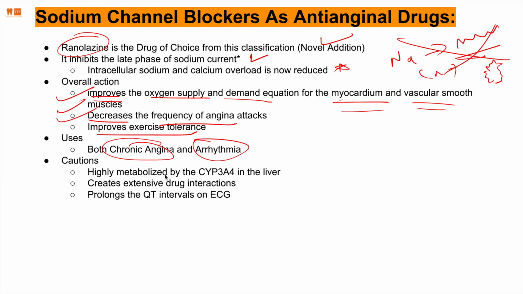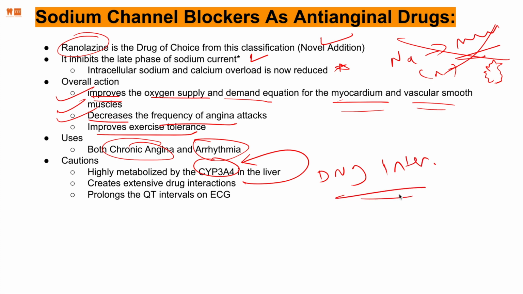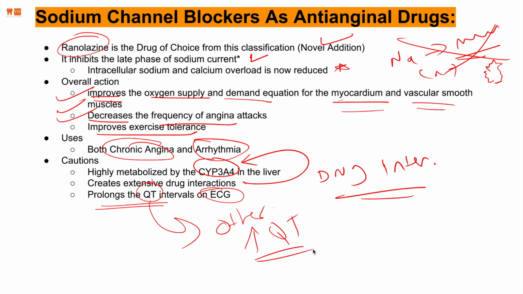Caution: it is highly metabolized in the liver by the CYP3A4 family of enzymes. It creates extensive drug interactions with all drugs that are metabolized by CYP3A4. I urge you guys to check out our drug interaction lecture, and you will know which drugs are metabolized by this enzyme in the liver. It also prolongs the QT interval on ECG. Therefore, this drug cannot be given with other drugs that increase QT intervals. Okay?